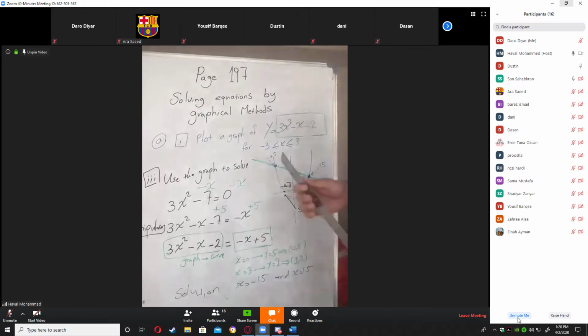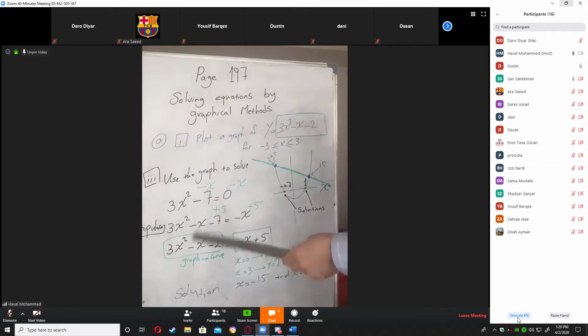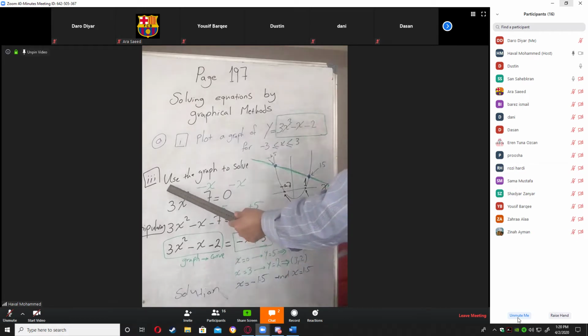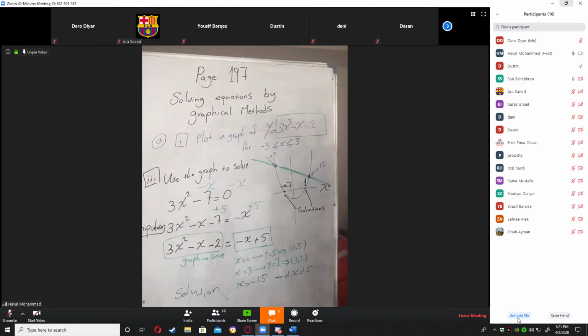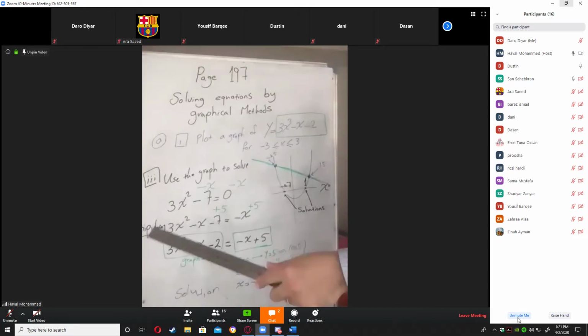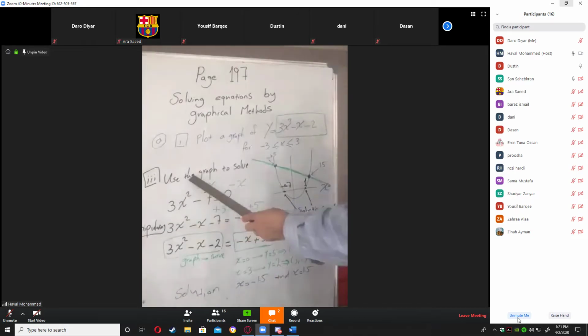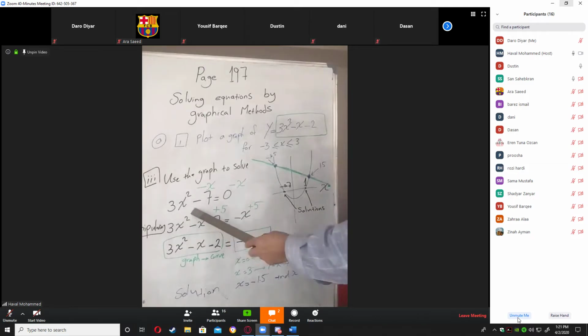I'll repeat it one more time for you, okay? And then I'll solve the next example as well. In here, when they ask you to use the graph, you already got that in your book as well. You can go to page 197, and when I go through it, you can look at your book. My graph is maybe not accurate, but your graph in the book is 100% accurate, then you understand more. Use the graph to solve that equation.